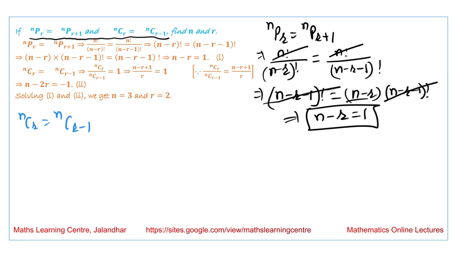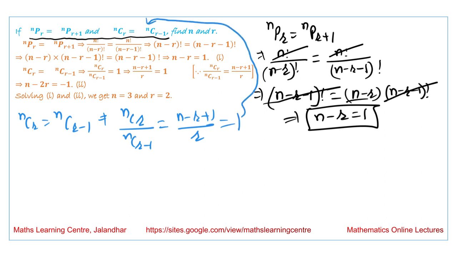And we know that the value of nCr over nC(r−1) is equal to (n − r + 1) over r, and it is given to be equal to 1. So this implies that n − r + 1 is equal to r. So this implies that n − 2r is equal to −1.